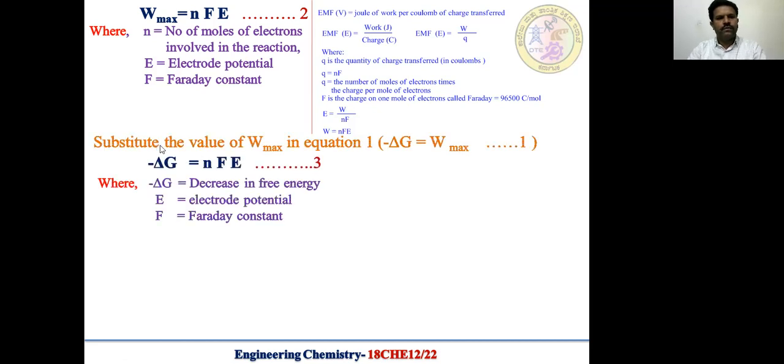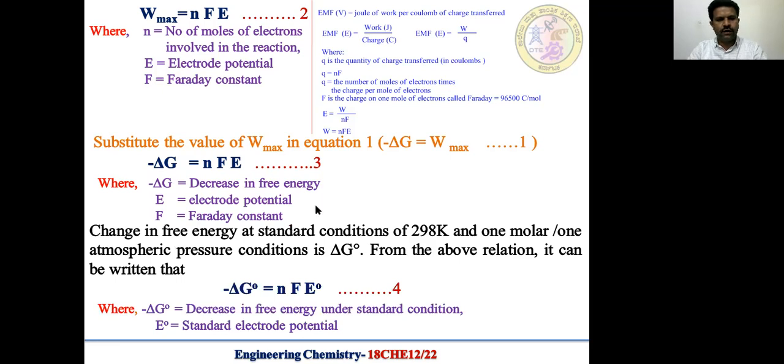So substitute the value of W max in equation 1, that is minus delta G is equal to W maximum. Instead of W maximum, I have written minus delta G, that is equal to N F E, equation number 3. So here minus delta G is the decrease in change in free energy, E is electrode potential, and F is Faraday's constant.